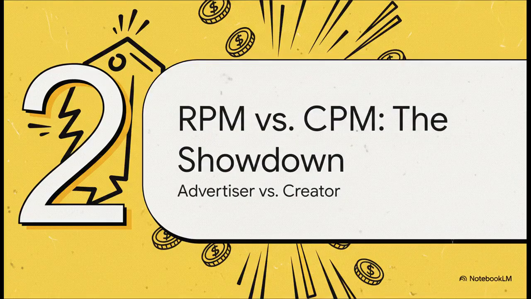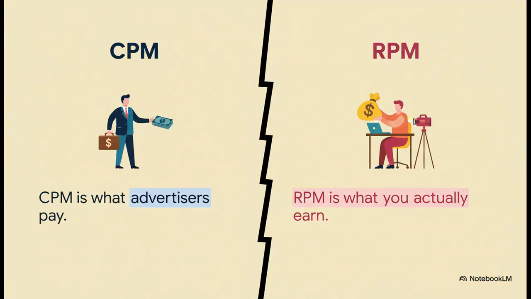All right, to really make this stick, let's put these two metrics head to head. A little showdown, you know? Think of it like this. It's the advertiser's price versus the creator's payout. And here it is. Plain and simple. CPM, that's what advertisers pay. RPM, that's what you actually earn. It's that easy. Just always remember which side of that transaction you're on, right?